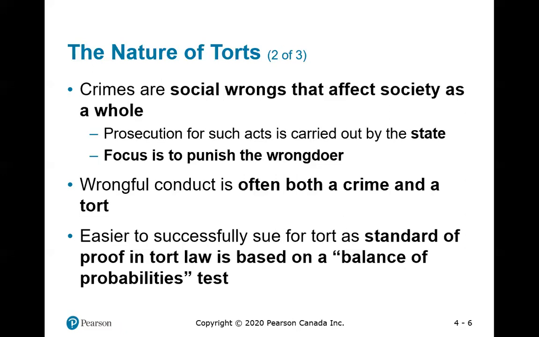And you may remember that tort law is based on balance of probabilities. So it may be easier for the victim to establish they suffered a loss based on the balance of probabilities, as opposed to the prosecutor establishing that the accused actually committed the crime. What is the burden of proof in a criminal offense? We saw this last week.